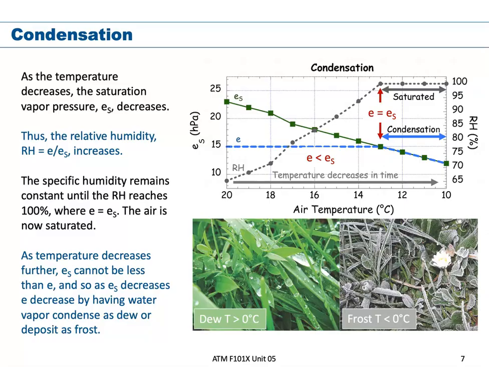As the temperature falls further, the saturation vapor pressure decreases further and the air loses the excess water, while the relative humidity stays at 100%. If the temperature where condensation occurs is above 0 degrees Celsius, then dew will form as droplets, while if the temperature is below 0 degrees Celsius, the condensation will form as frost.